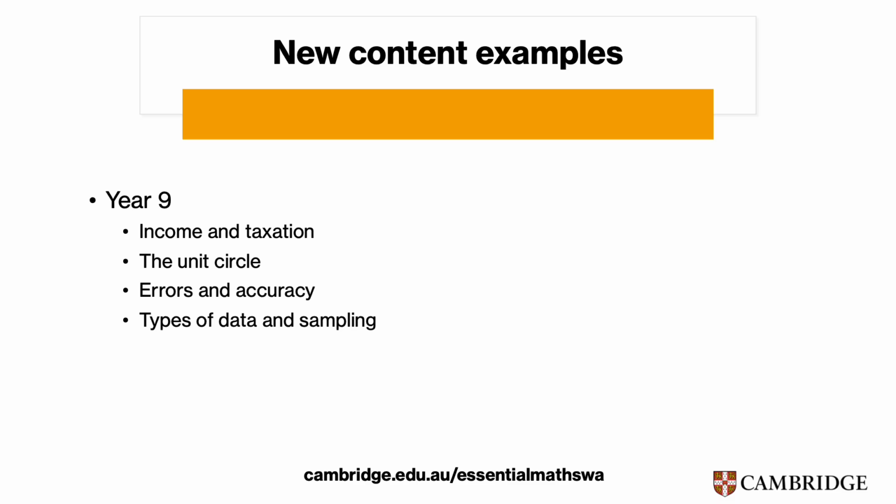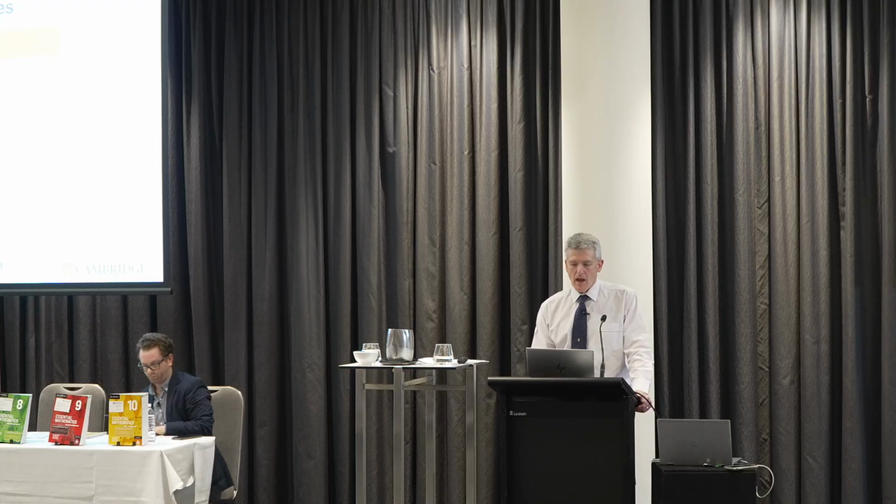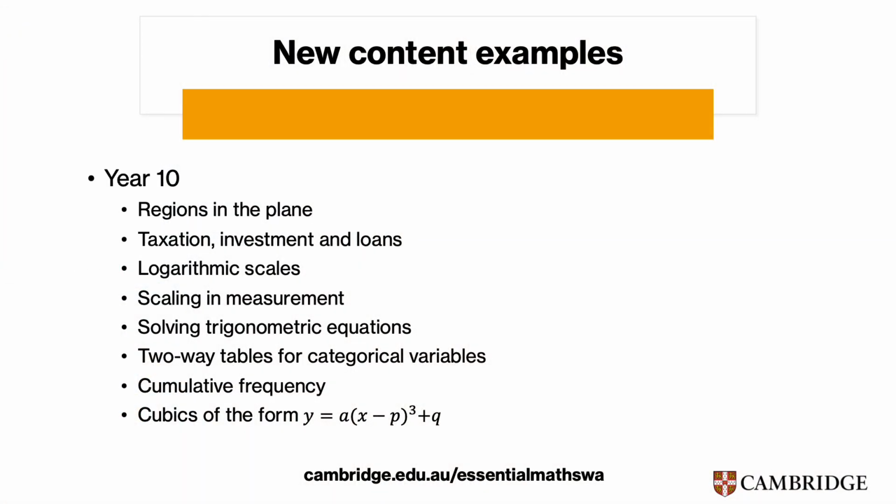There's more work in 9 and 10 on errors, accumulation of errors, and accuracy. This is now something that's very clear, not just in AC, but more so in Western Australia, and more on data types and sampling, thinking about bias and those types of things. In Year 10, regions in the plane, financial maths, logarithmic scales, not laws, more on measurement with scaling, two-way tables, all these types of things.